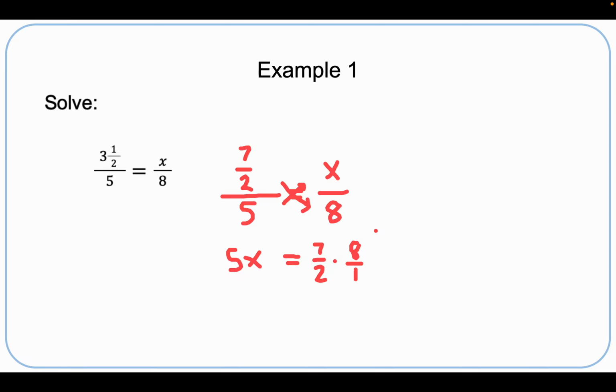And then there's some cancellation we can do there. So let's cancel out a 2 from there. That leaves 1. And that would leave 4 here. And now we have 5x equals 7 times 4 is 28. And it's over 1. So I'll just leave that as 28. Then our next step to get x by itself would just be to divide by 5 here. So that would leave us with x. And then what we do to one side, we need to do to the other. So 28/5.